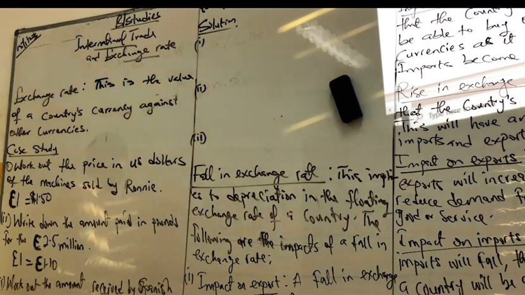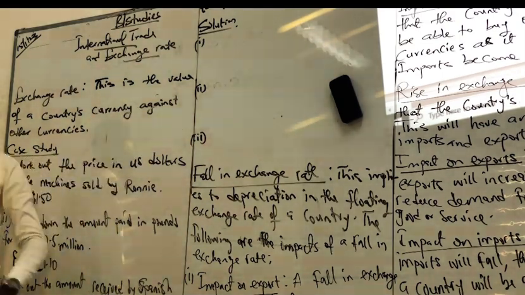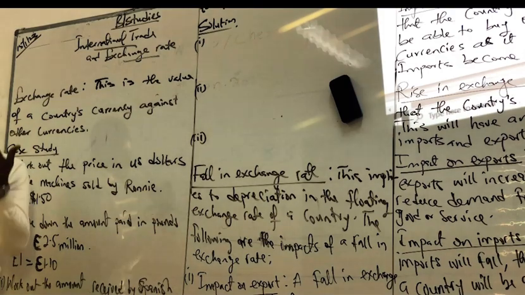So what's an exchange rate? An exchange rate is the value of a country's currency against the rest of the other currencies. So the value of the dinars, like the Libyan dinars, against the pounds, the euros, or the dollars. That is the exchange rate of Libya.